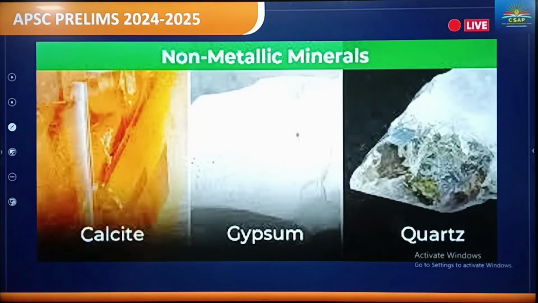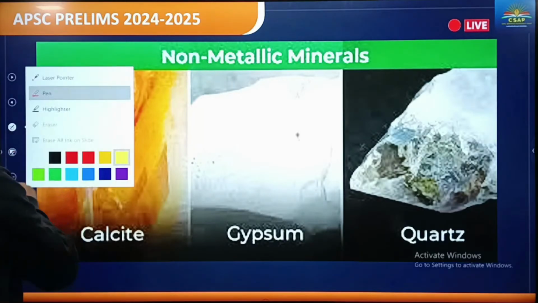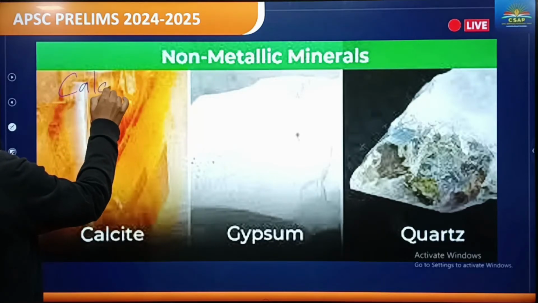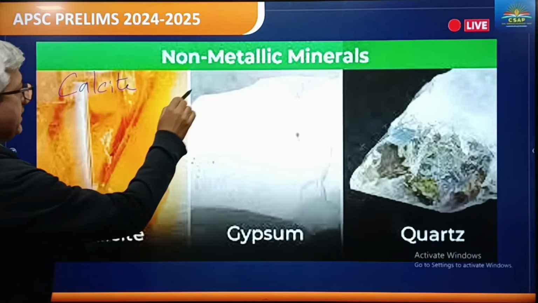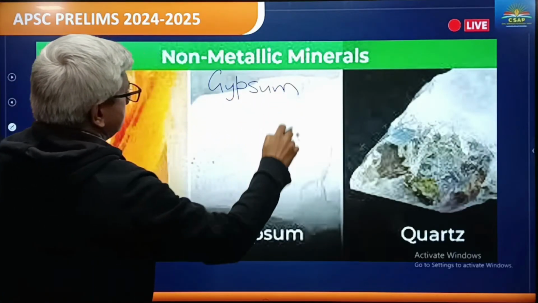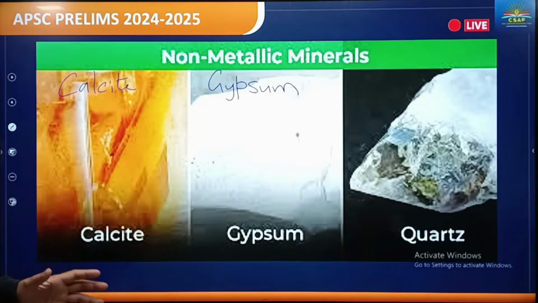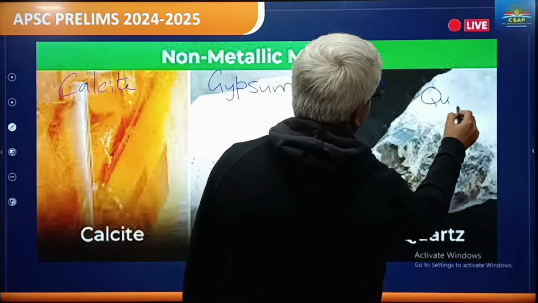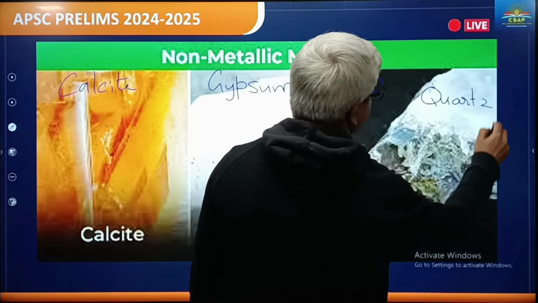Non-metallic minerals, so calcite, gypsum, quartz, etc. For example, that is calcite. Then we have gypsum. Gypsum has large utilization. Quartz also has large utilization. It's a rock.